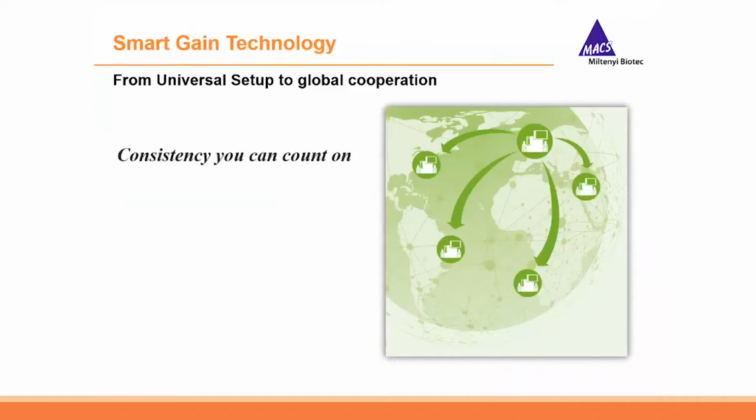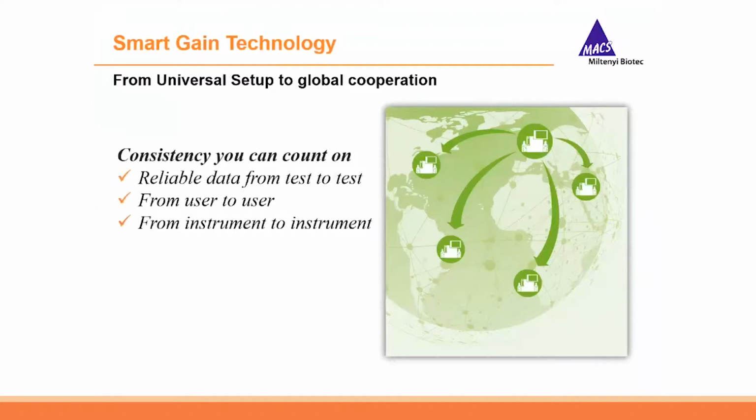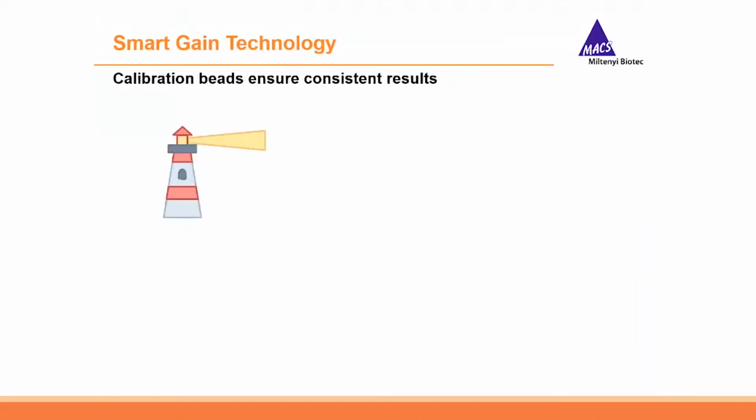Now, we'll kind of introduce the smart gain technology and what that brings for this global cooperation standpoint. So it's really around consistency you can count on from test to test within one instrument, from user to user, from instrument to instrument, and across your sites. So whether you have multiple instruments in one location or sites around the world, this smart gain technology is really aimed at delivering consistency and reproducibility. And so I think the question is, what makes that possible? The calibration and beads ensure consistent results.